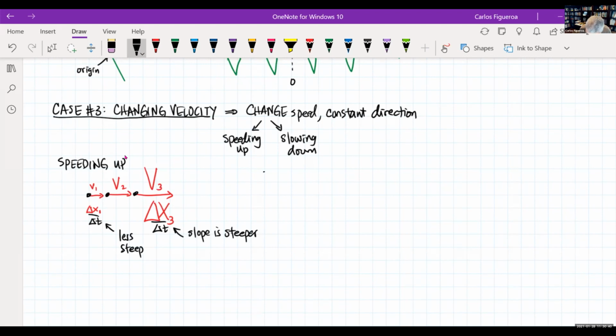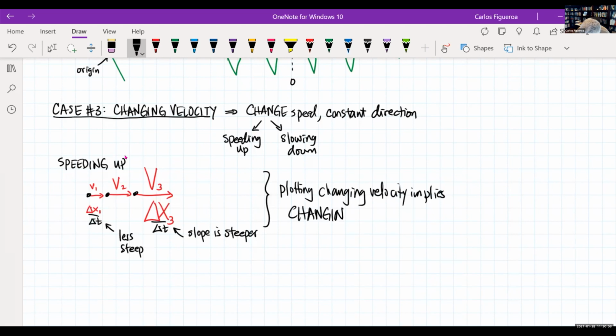So what we should be plotting here, when we go to plot this, plotting changing velocity implies changing slopes. So I have to see changing slopes in order to really plot this thing properly. So let's go look at this thing here.